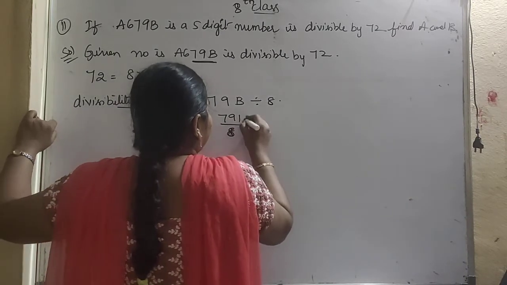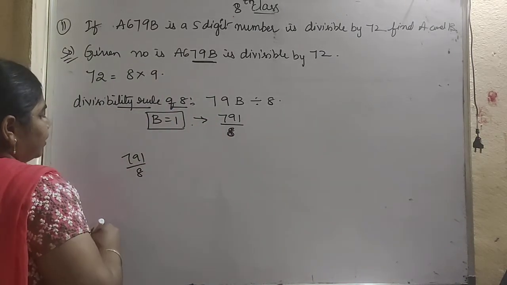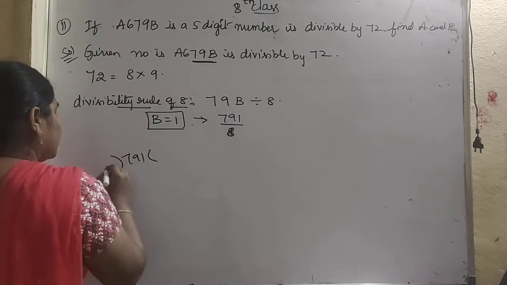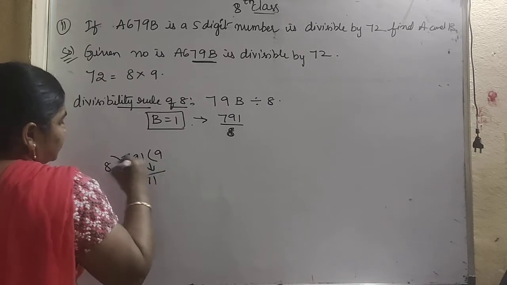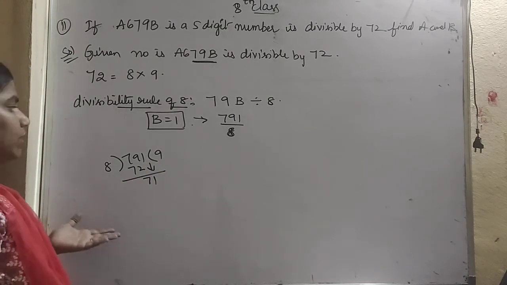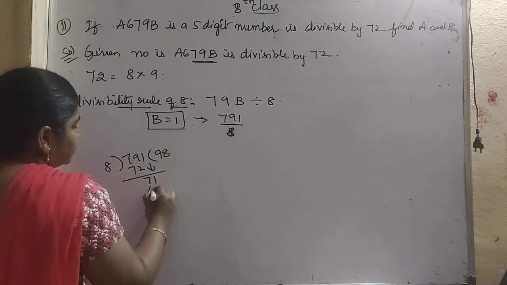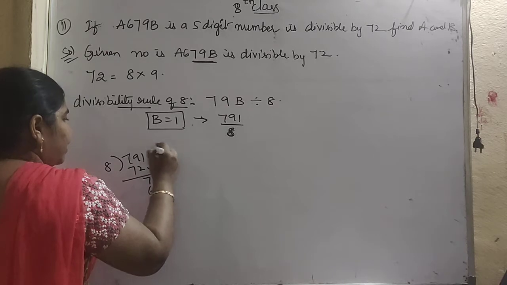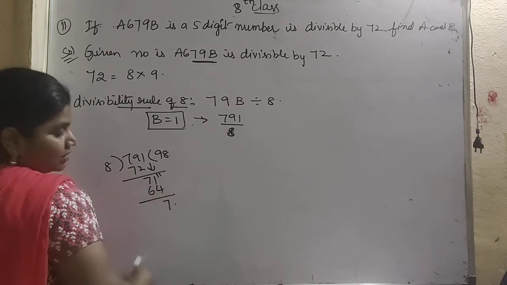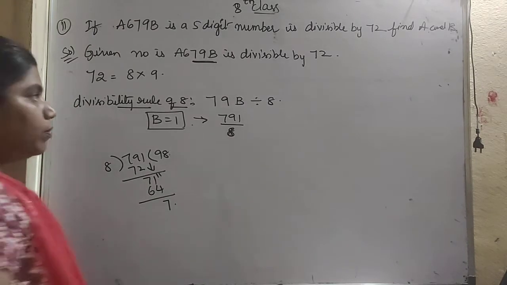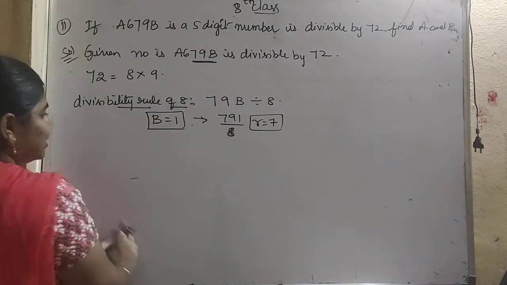If you divide 791 by 8, how much remainder you will get? 8 9 times is 72. 71 you will get. 71 is not divisible. So 8 8 times is 64. It will be 7 here. So you will get the remainder as 7. But we want the remainder as 0.